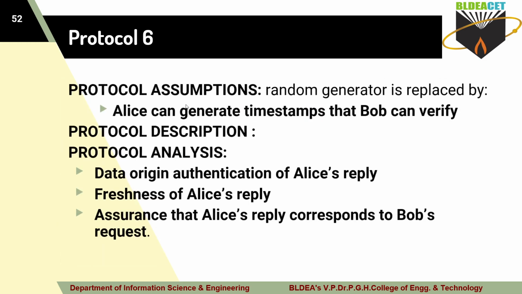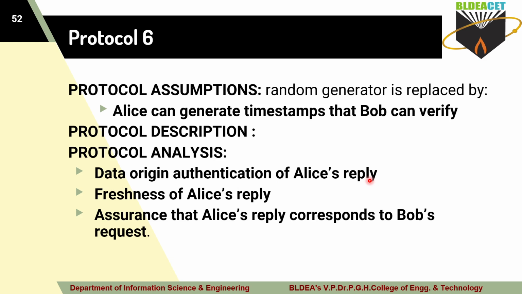So, protocol assumption for this one: the random generator is replaced by whom now? It is replaced, and the timestamp is now generated by Alice. Earlier Bob would generate the timestamp, and now Alice will generate the timestamp. And what is the work of Bob? Bob simply verifies the timestamp here.